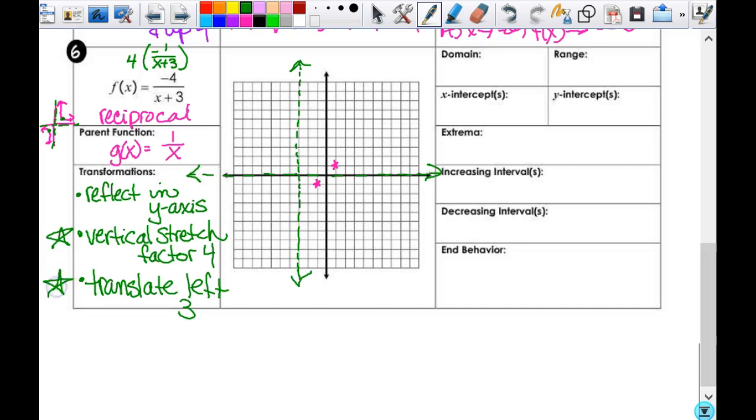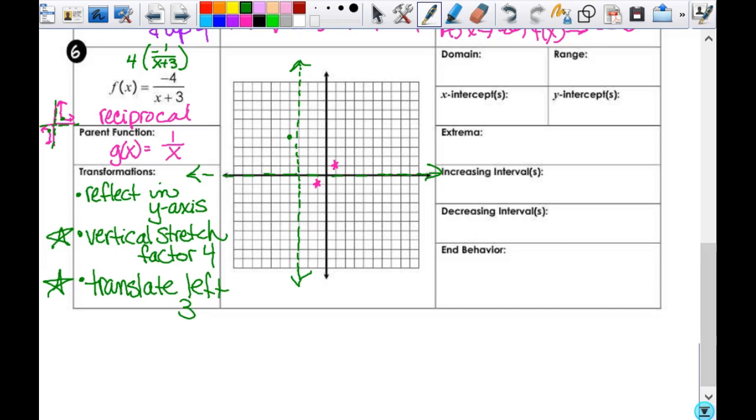So we started here with that, and then we'll come back to the actual points, but you got to get your asymptotes in there. All right, so here's how this is going to work. We take this point. We only have 2 anchor points. I'm going to reflect it in the y-axis. Boom, it ends up right there. And it's a vertical stretch by a factor of 4, which means what gets multiplied by 4? The y-coordinate. So I actually end up at negative 4. Translate to the left 3, and I end up right there. Everybody with me?